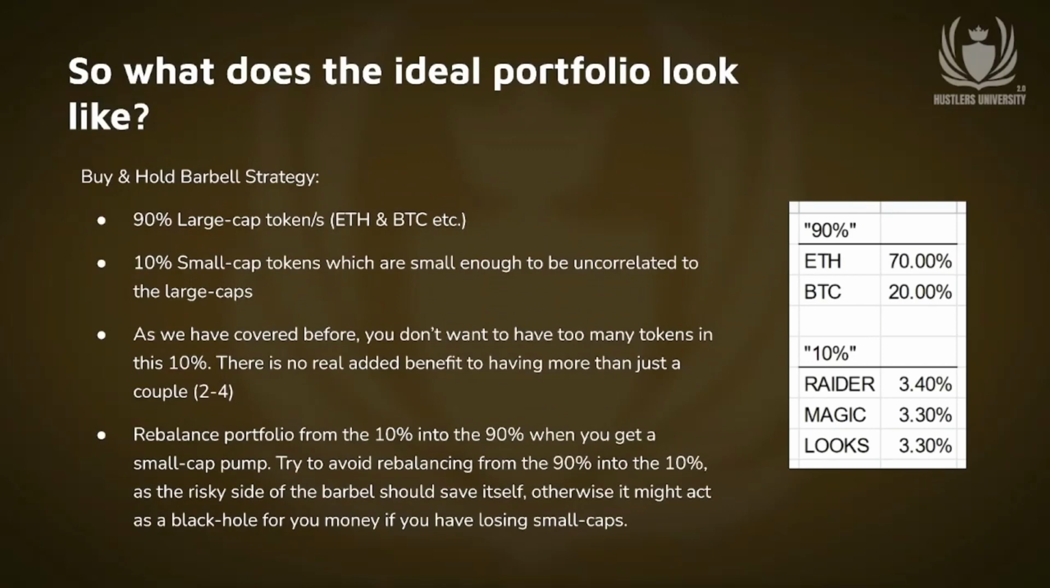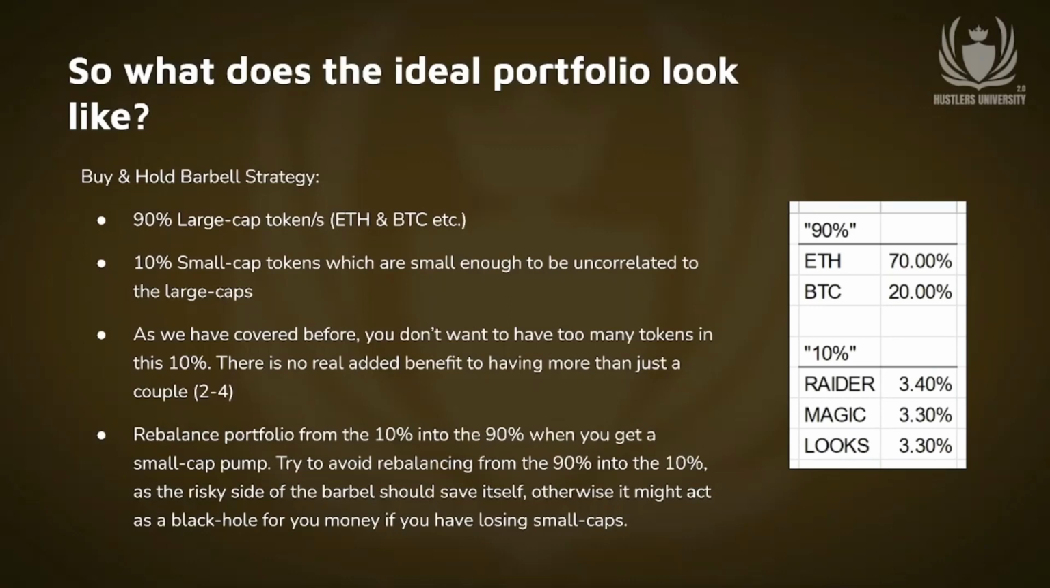If we're having a buy and hold barbell strategy, we're going to be following the traditional pathway, which is 90% large cap tokens, Ethereum and BTC, and 10% small caps, which are small enough to be uncorrelated to the large caps. As we have covered before, you don't want to have too many tokens in this 10%. There's no real added benefit to having more than just a couple, say 2 to 4 different tokens.